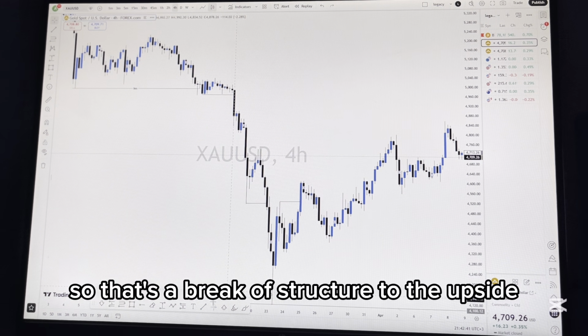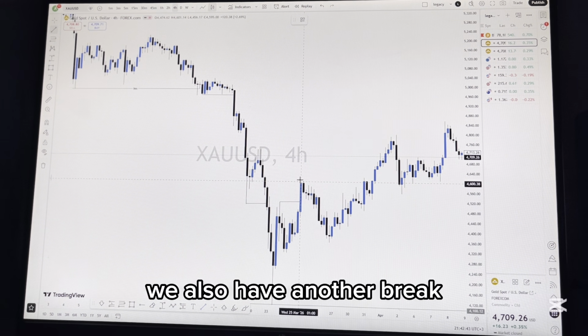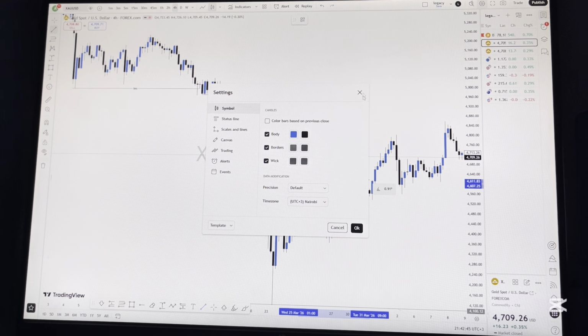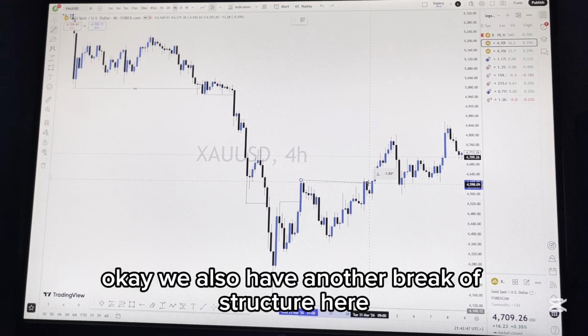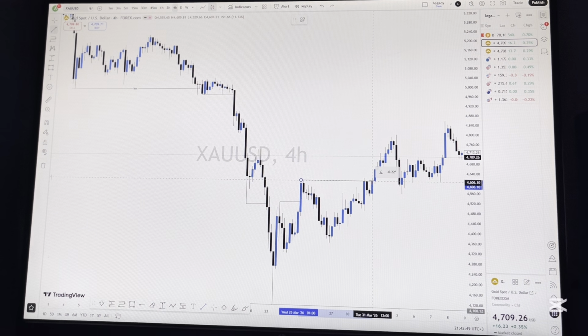So that's a break of structure to the upside. We also have another break. Okay, we also have another break of structure here.